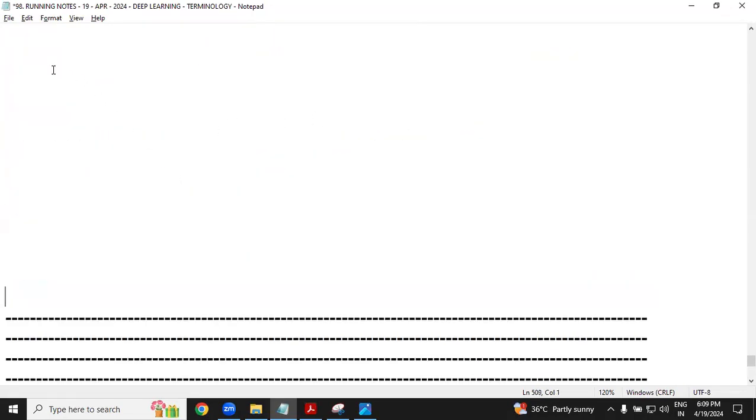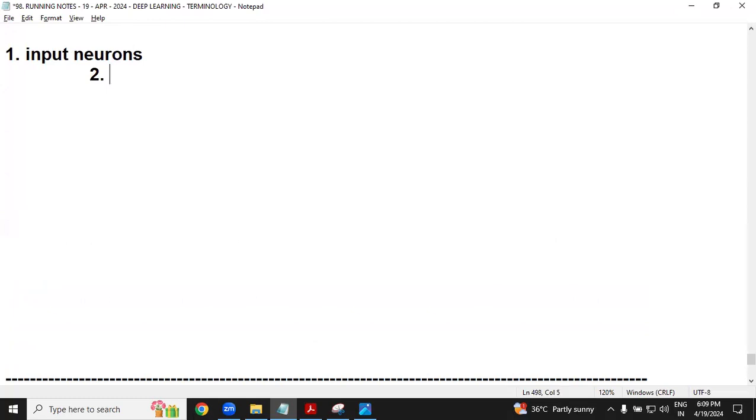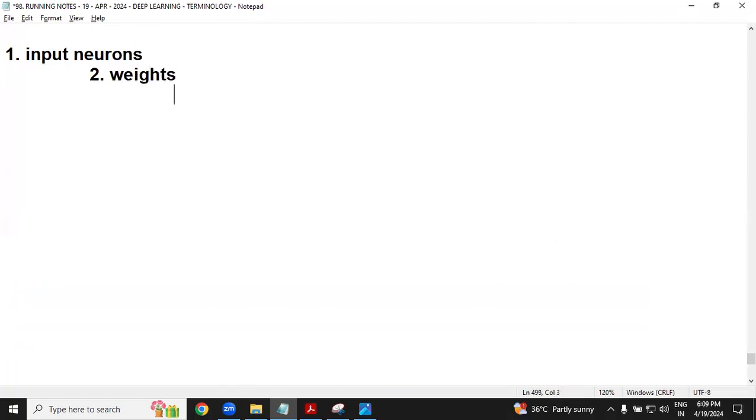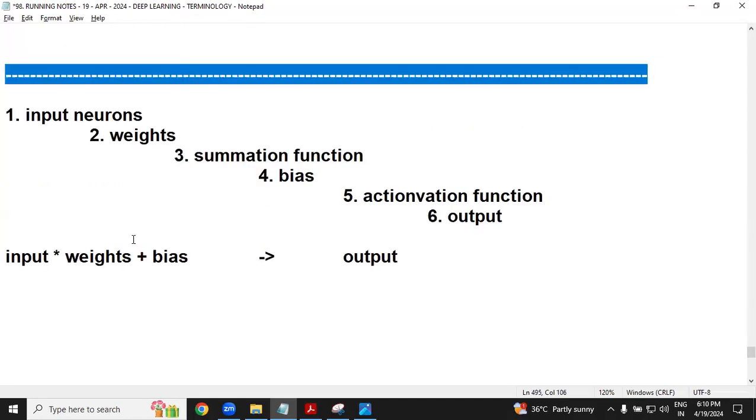Let me ask a question. First step, input neurons. Second one, weights. Third one, summation function. Fourth one, bias. Next one, activation function. Last one, output. Now I need a math formula. Input is multiplying with weight plus bias. Finally, we are getting output. Perfect. Let's move on.